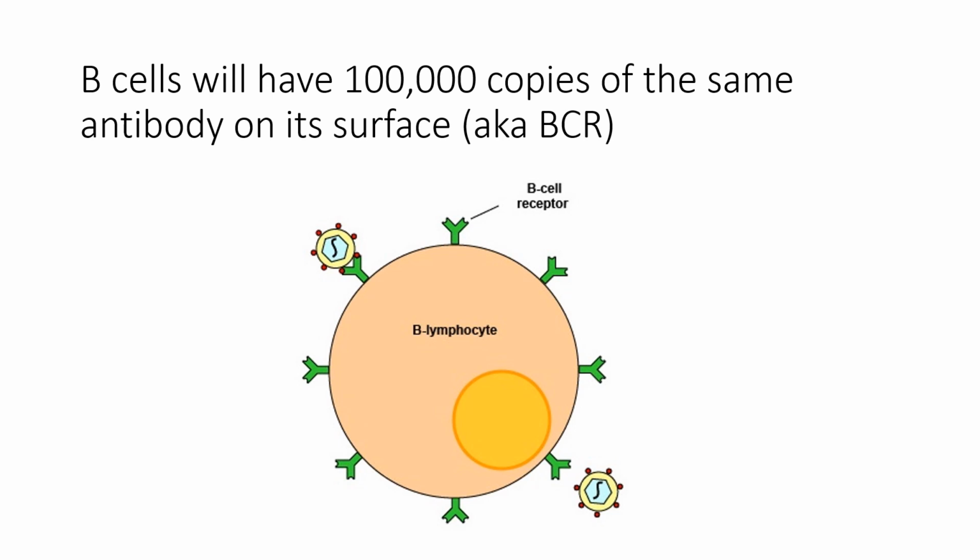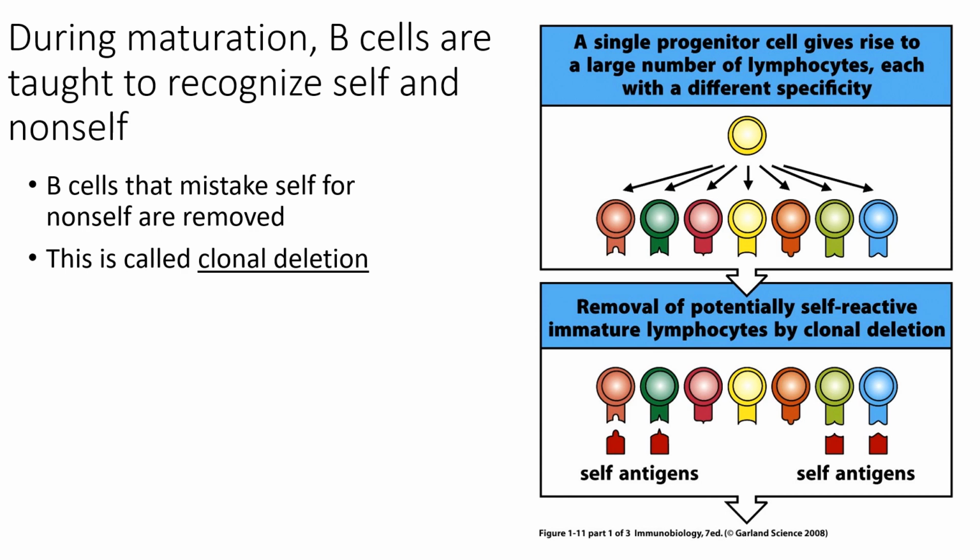Now these B cells, with their antibodies, can detect antigen. And we said that antigen could be something like a spike on the surface of a virus. So this is what we see here, that this virus would bind to this antibody. At maturation, B cells are taught to recognize self and non-self. Those that inadvertently react to self are deleted. That is called clonal deletion.